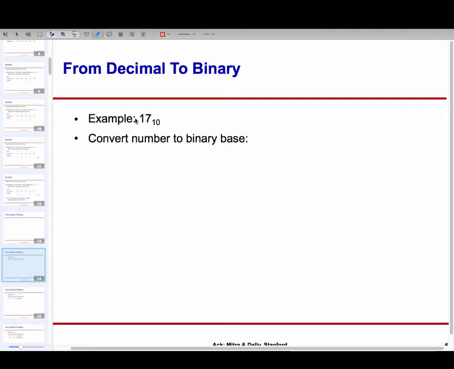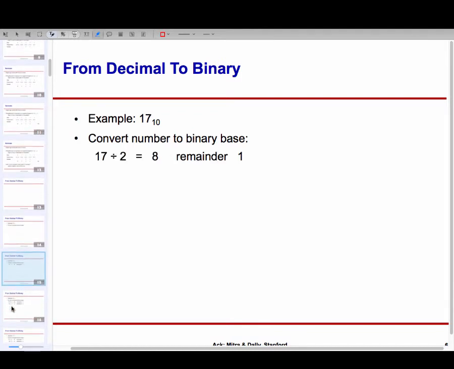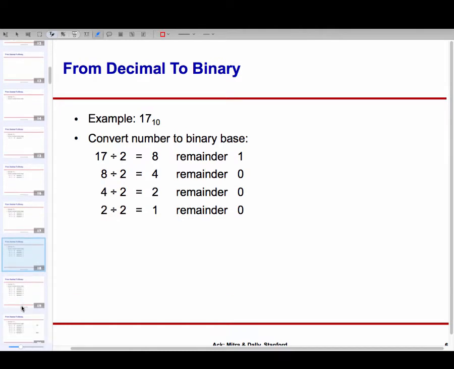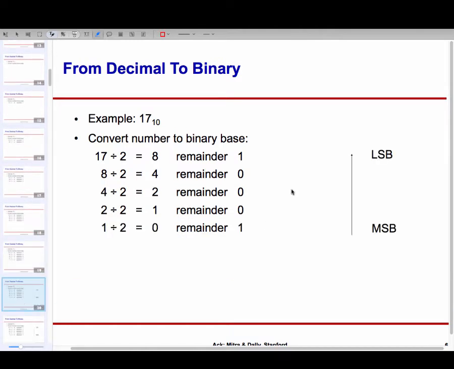Now, conversion. This kind of stuff you have to become very, very comfortable with. If I have a number in base 10, I want to convert the number into binary base. What you start doing is you divide it by 2, so you start from the least significant bit. We say 17 divided by 2 is 8, remainder 1. Each time we take the next one, 8 divided by 2 is 4, remainder 0. We continue this process, and we get all the bits.